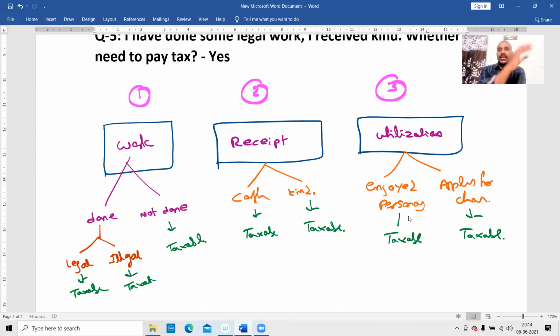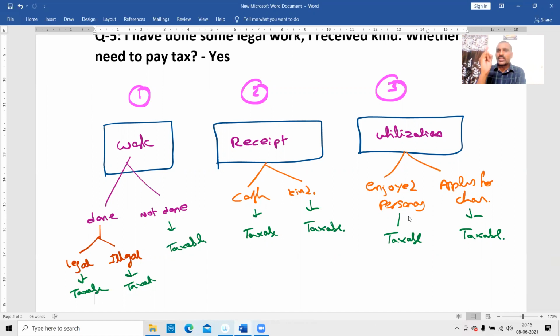So these are the 3 pillars. What work we have done, whether we have done the work at all or not, it is taxable. After doing the work, we receive the amount. Whether you receive cash or kind, it is taxable. After receiving the amount, I utilize it. Whether I enjoyed it personally or applied it for a charitable purpose, it is also taxable. These are the 3 pillars: what work I have done, what I have received, and what I have done with what I have received.